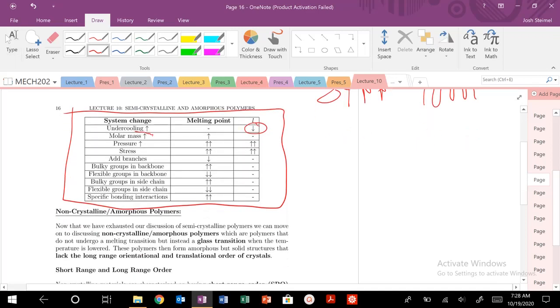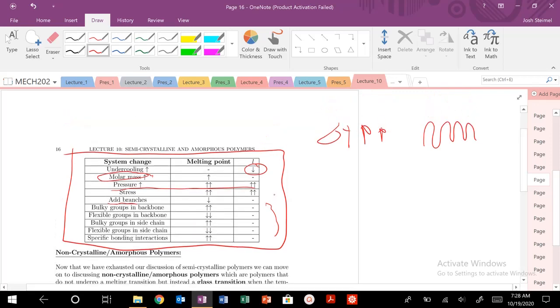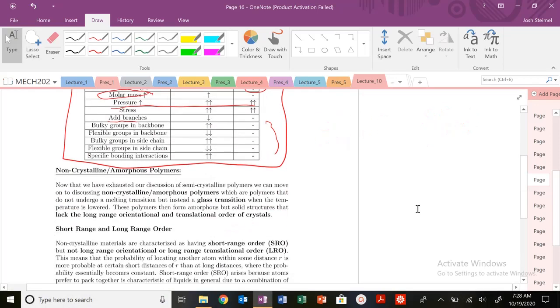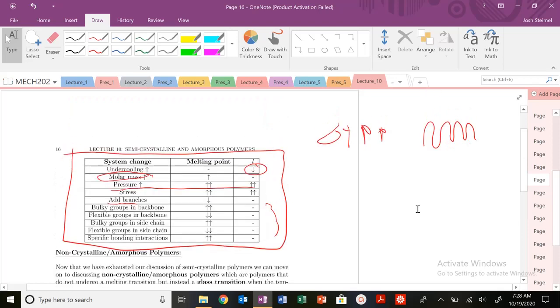Molar mass: increase my molar mass, and you can see how that will increase my melting temperature, just because the number of interactions increases. Pressure, again, same thing as stress. And now you could also add branches, bulky groups, just what we've looked at previously. So have this table ready to go. Use it for your P-sets, use it for your exam, and if you have any questions, let me know.